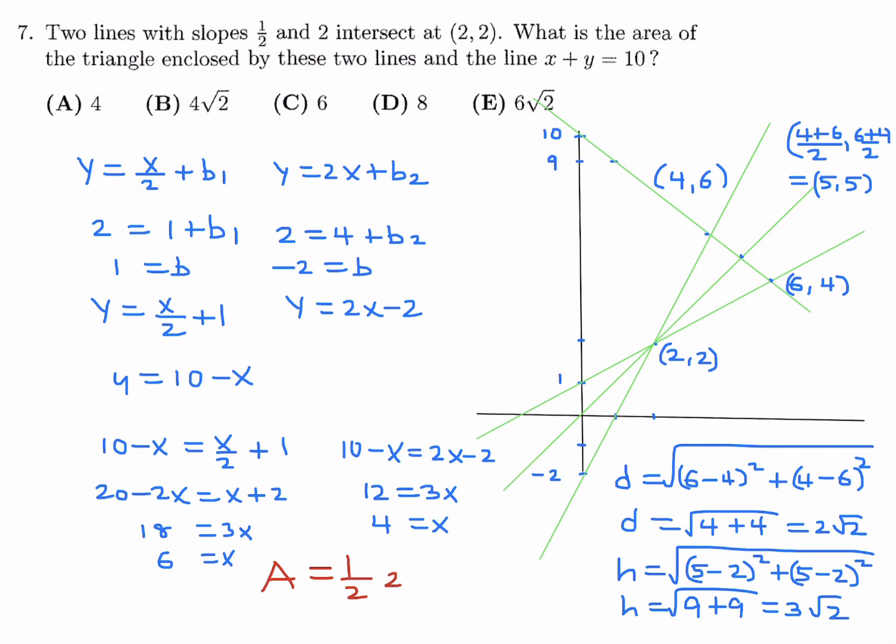The base is 2 root 2. The height is 3 root 2. And therefore, this becomes root 2 times root 2 is 2. That cancels with this 2. And then that would just be 6. So number 7, the answer is C.